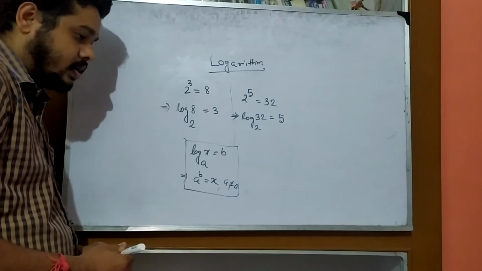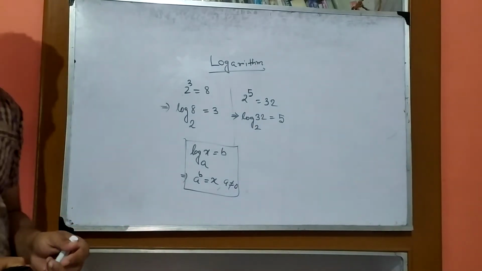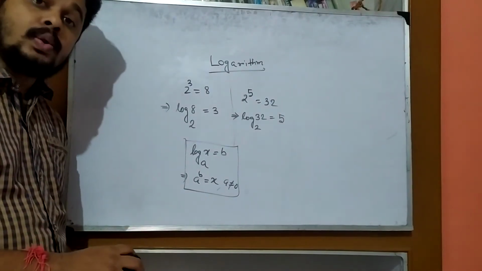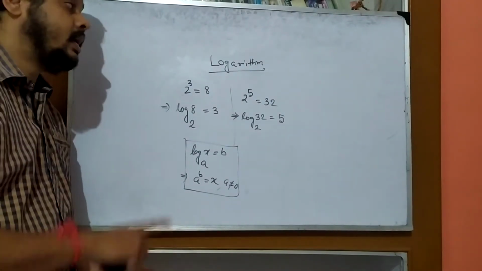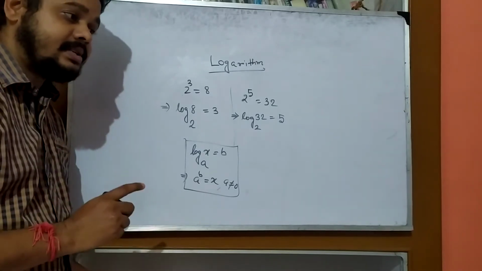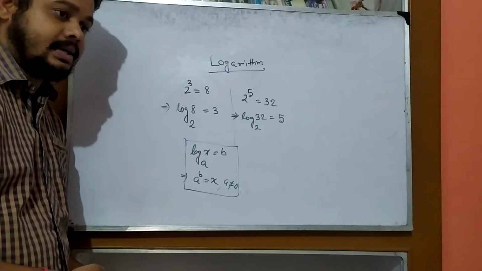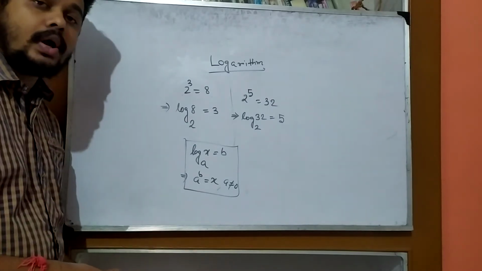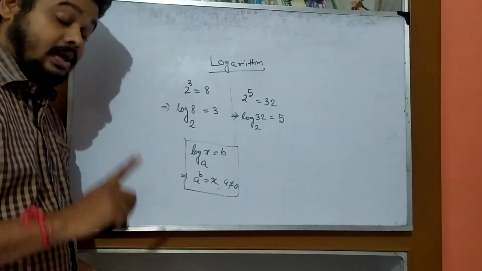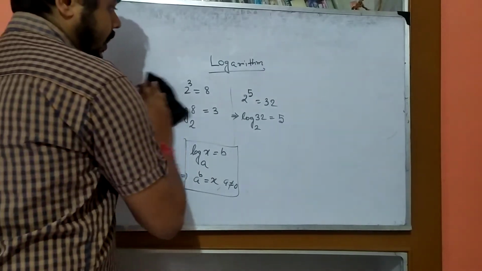So what is our conclusion? When result is known and also base is known but component is unknown, that time we use logarithm. In case of indices, base is known and component is known, we have to find the result. But in case of logarithm, result is known, base is known, but component is unknown. That time we use logarithm.